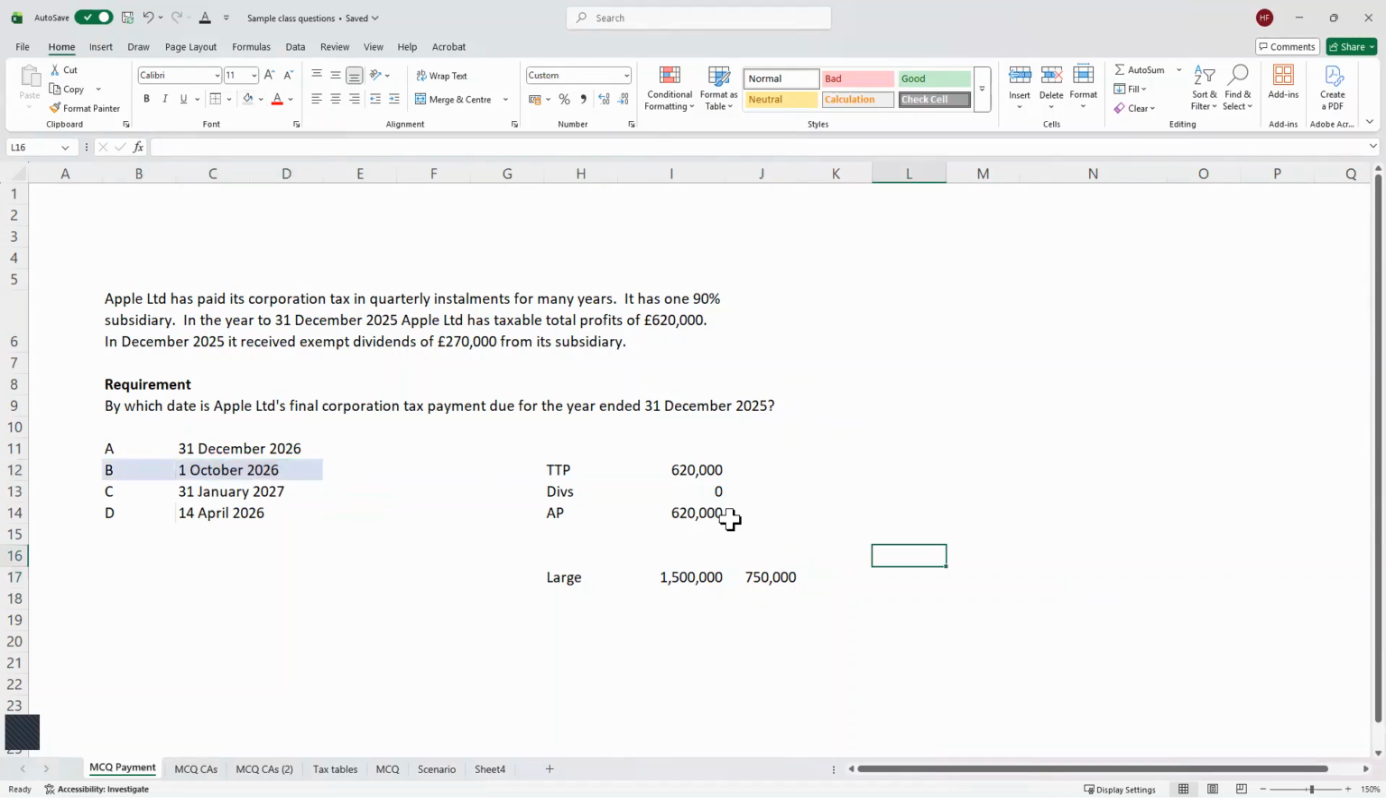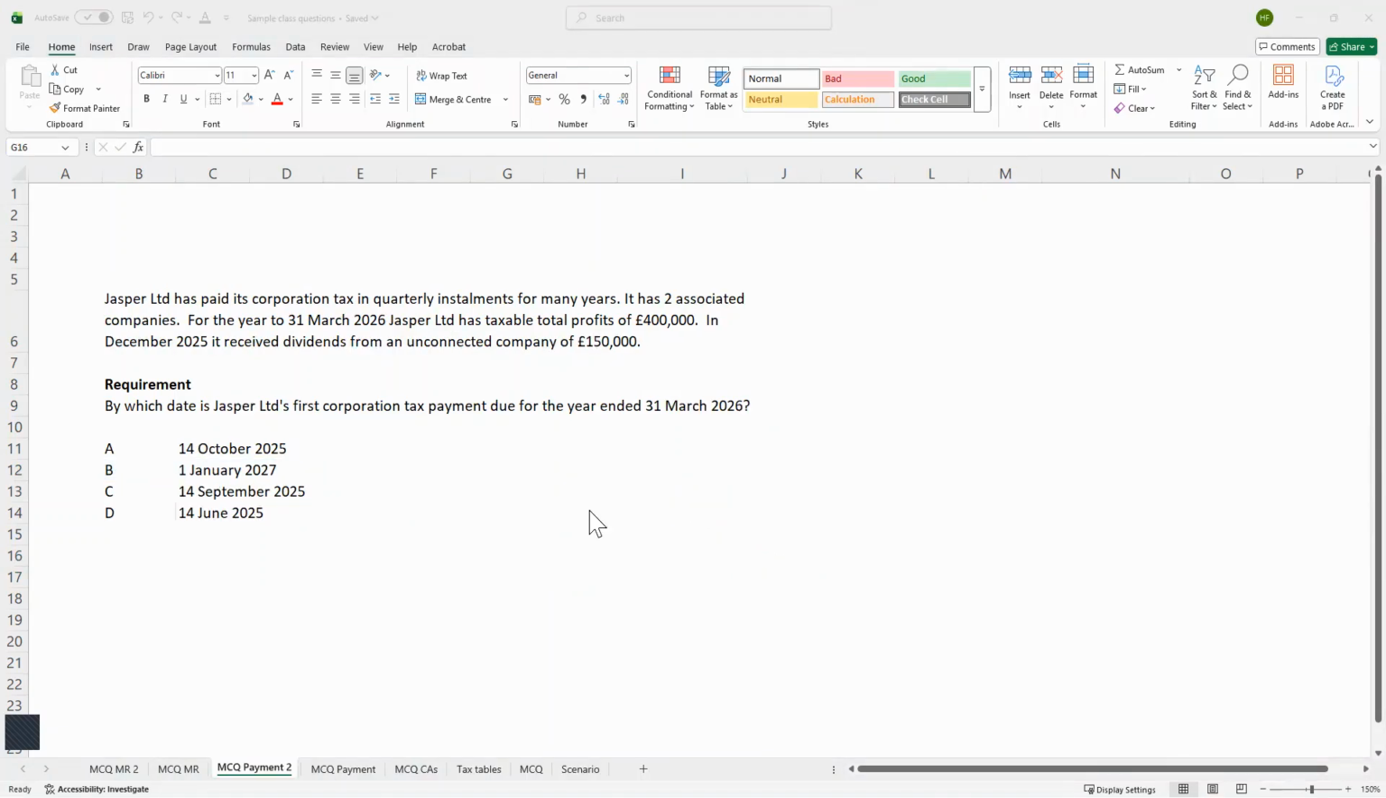And if we had higher profits here, so if the profits were higher than 750,000, then the company would need to pay by instalment payments. Let's now look at this question. Requirement: by which date is Jasper Limited's first corporation tax payment due for the year ended 31st of March 2026? So we're going to need to work out if they need to pay by instalment payments or if they need to pay 9 months and 1 day after the year end.